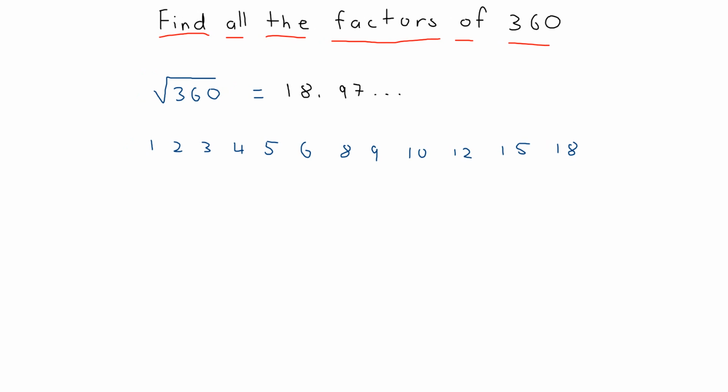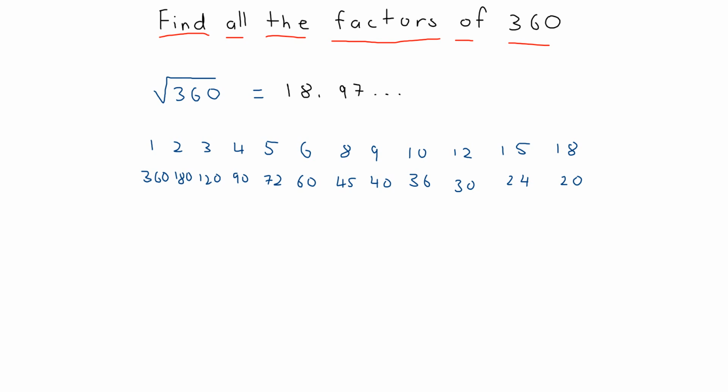So 18 times 20, 15 times 24, 12 times 30, 10 times 36, 9 times 40, 8 times 45, 6 times 60, 5 times 72, 72 is an easy one to miss, 4 times 90, 3 times 120, 2 times 180, and 1 times 360. So there you go, a little tip on how to find all the factors.